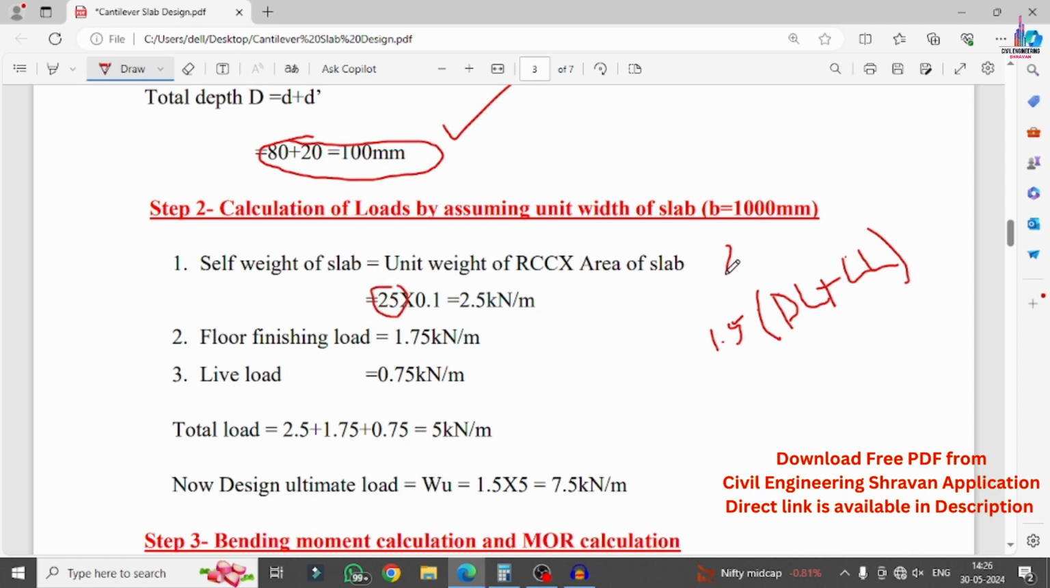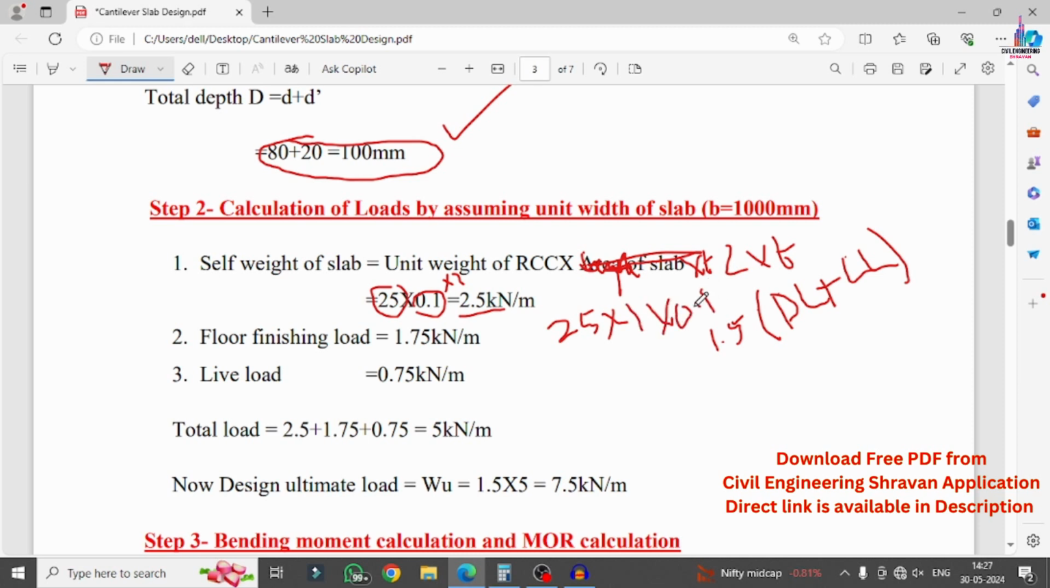Okay. Now here the unit weight is 25 that we have to consider, and this is not the area of the slab, actually it is the thickness of the slab and the length of the slab that we have to consider. Basically the thickness of the slab is 0.1 meter and we multiply this with the length of the slab, 1 meter, which comes to 2.5 kilonewton per meter. 25 multiplied by 1 meter, the length of the slab, and the thickness of the slab, approximately 0.1 meter, comes to 2.5 kilonewton per meter intensity.